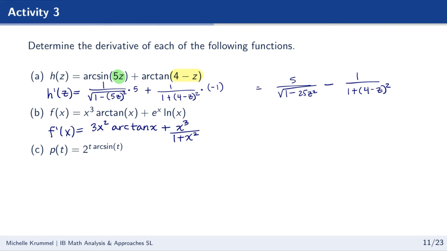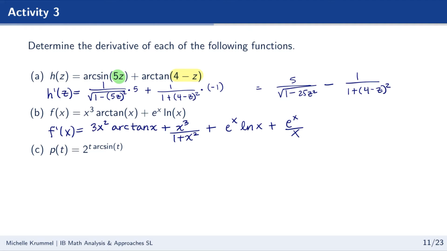The derivative of the next term also requires product rule. So derivative of the first times the second plus the first times the derivative of the second, and the derivative of the second would be 1 over x. Okay, so we're going to leave our answer just like that.